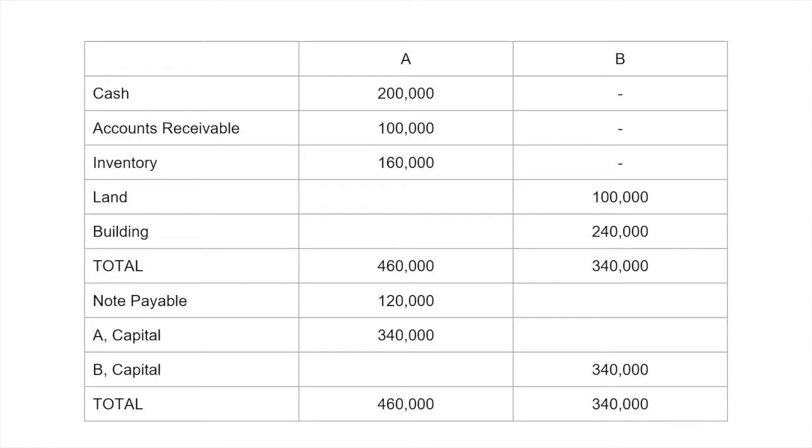In the books of partner A, he contributed cash amounting to 200,000 pesos, accounts receivable of 100,000 pesos, an inventory of 160,000 pesos, notes payable of 120,000 pesos, and a capital of 340,000 pesos. On the other hand, in the books of partner B, he contributed land and building with 100,000 pesos and 240,000 pesos value respectively. Overall, partner B's capital is 340,000 pesos.